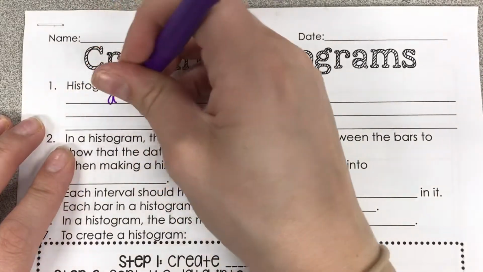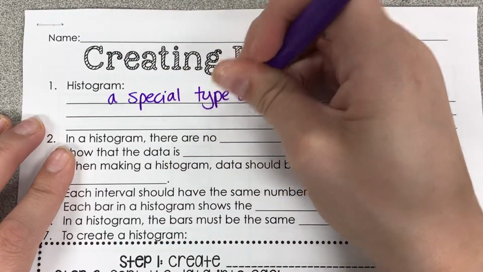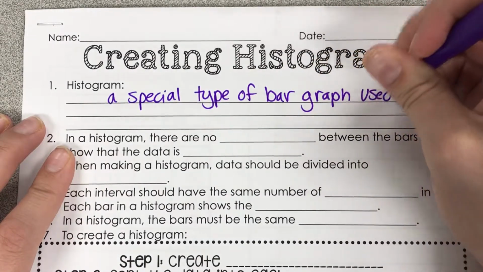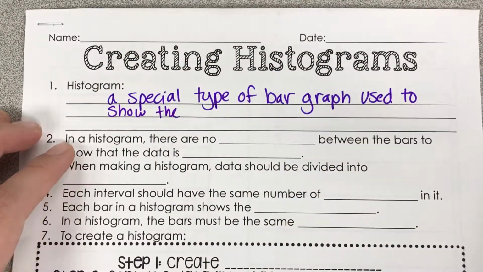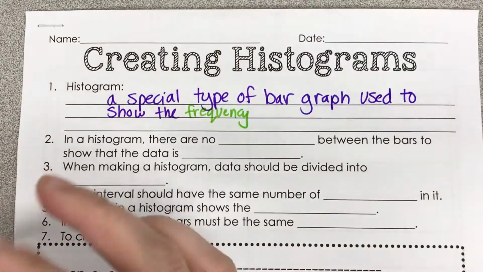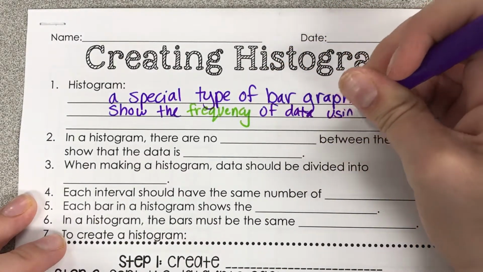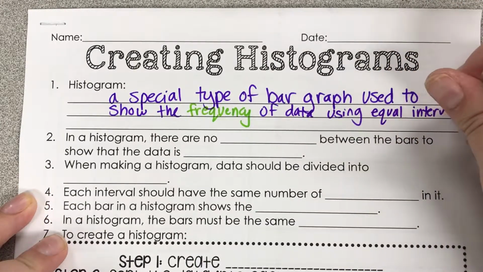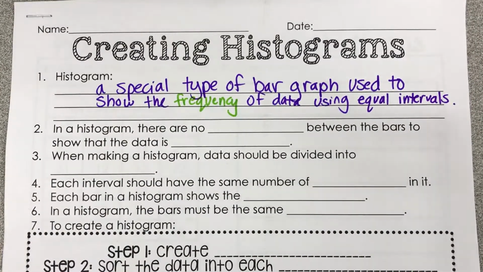It is a special type of bar graph used to show the frequency of data using equal intervals. Make sure you get all of that. It is a special type of bar graph used to show the frequency of data using equal intervals.